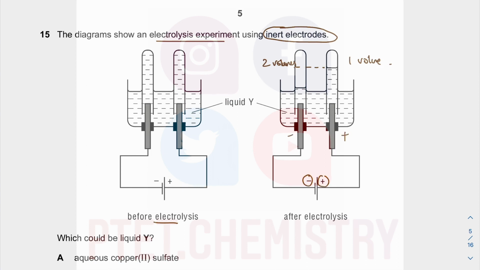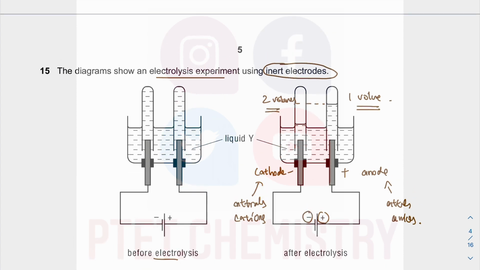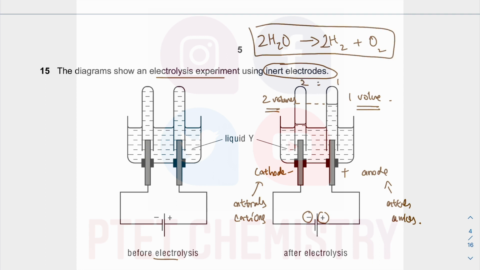Take note of this negative terminal. It is the cathode because it attracts cations. Cations are positively charged, whereas this is the anode, it attracts anions. What is important to see is that the 2 volume is to 1 volume. It's actually hydrogen and oxygen. When you think about it, the electrolysis of water gives you H2 and O2, 2 of it, then 1 of it. So that's why you get 2 to 1, because it is H2 to O2.